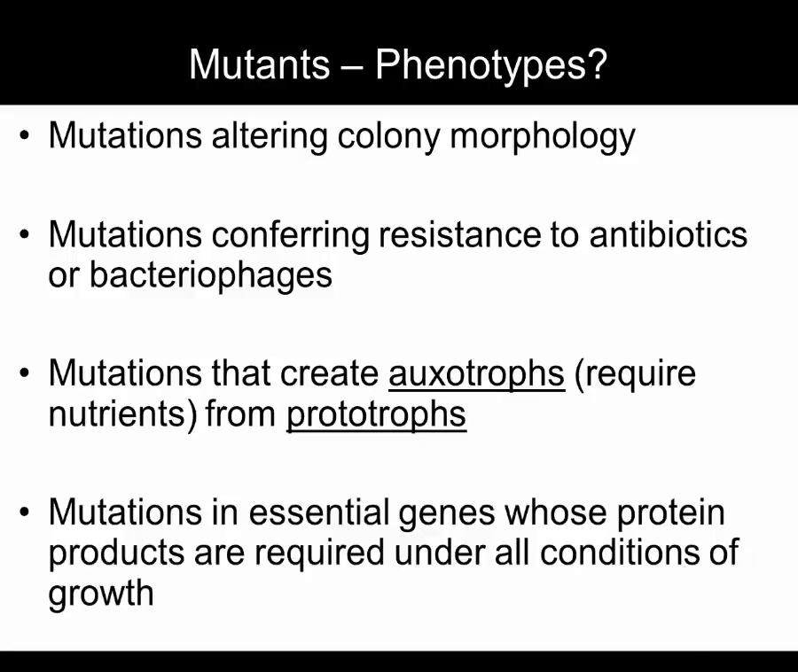Finally, there are even ways to screen for mutations in essential genes, which are genes whose products are required under all growth conditions. This includes genes required for the most basic cell processes, such as replication, transcription, and translation. But how do you even get a mutant with a defect in a gene that's needed for survival? Let's save that one for class.